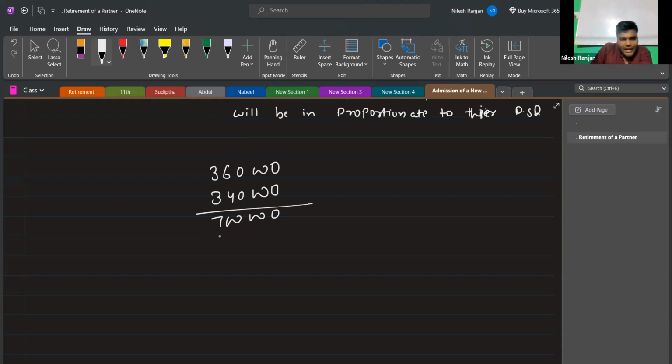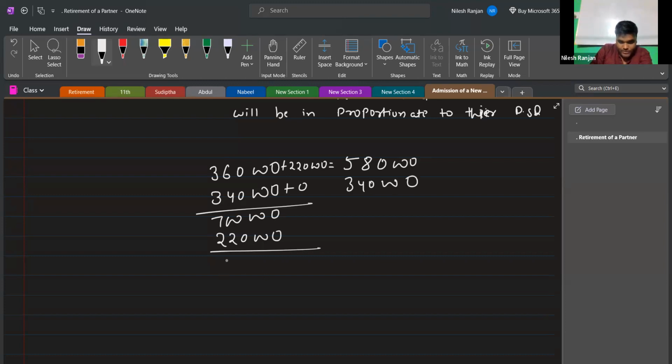So their total capital will increase by 2,20,000 or not? Yes, sir. 9,20,000. Whoever will bring the cash, their total capital will increase. Let's say A is bringing 2,20,000 in full. So A's new capital will be 5,80,000, that is 360 plus 220 if A is bringing the whole money. And B will bring 0, so his capital will be 3,40,000. So total capital should be 920. Here you see it is also 920.